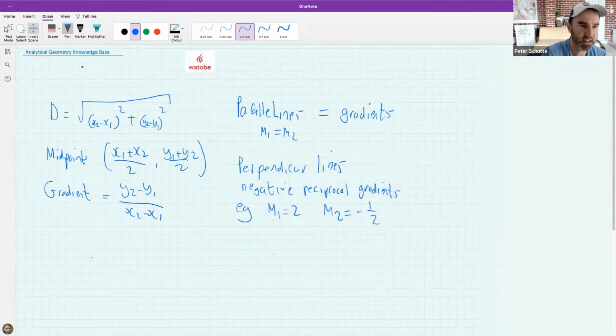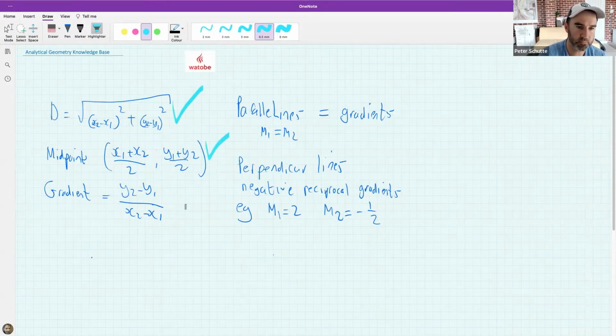So in class, in the unit we've been doing lately, there's clearly knowing how to use the distance formula, the midpoint formula, and the gradient. That's important. Then you need to know that parallel lines have equal gradients, which we've also covered.